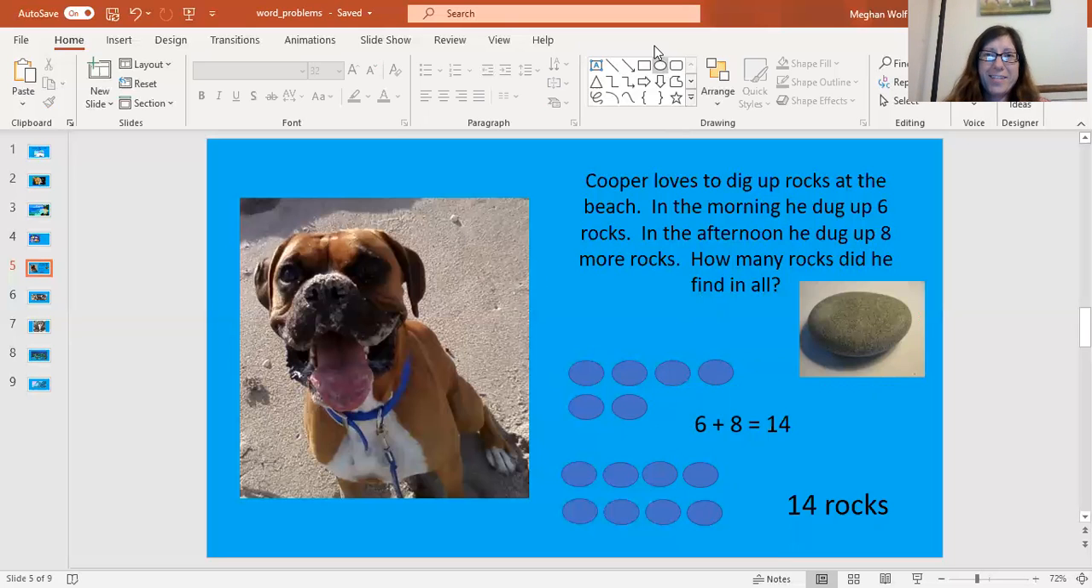All right, good work, guys. And I'm going to stop the share. Okay, and so then after this, I'm going to also post a word problem for you to solve, for you to figure out the equation, and also to do a math drawing to go with it, write the equation, and write the answer, just like you saw done in this example, okay? All right.